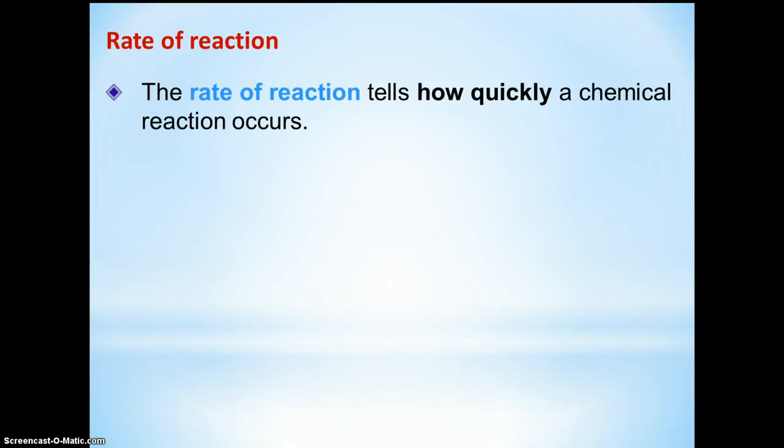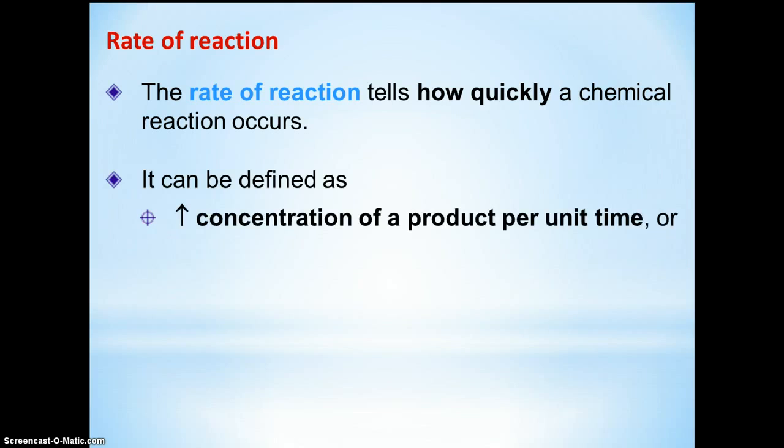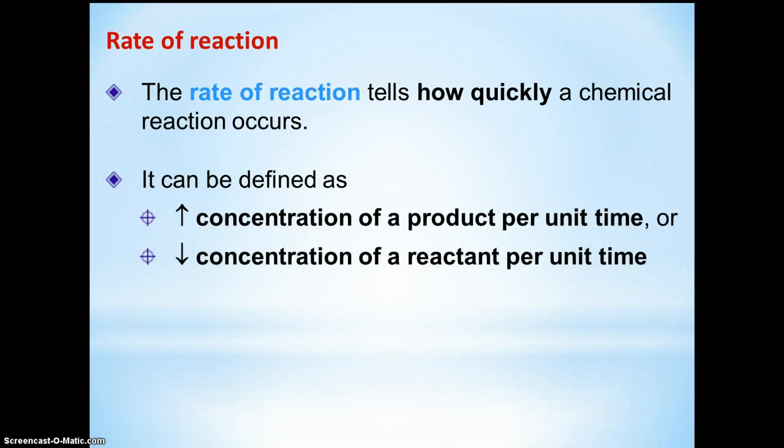Rate of reaction simply tells us how quickly a chemical reaction occurs, and usually it can be defined or measured in terms of the increase in the concentration of the products over time. Say if I can produce more product in a certain period of time, then surely the rate of the reaction should be increased. Or, the other way around, the decrease in the concentration of the reactants per unit time can also be the standard for measuring the rate of reaction.